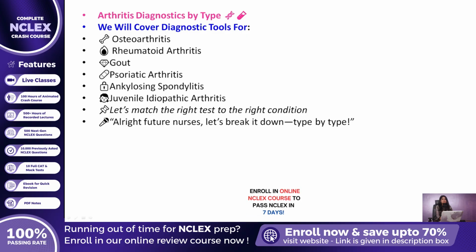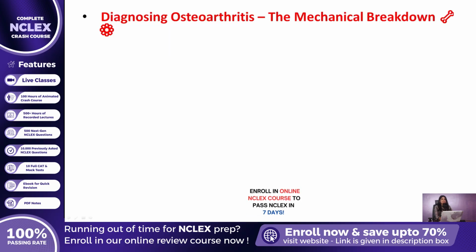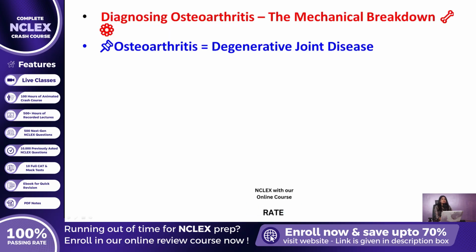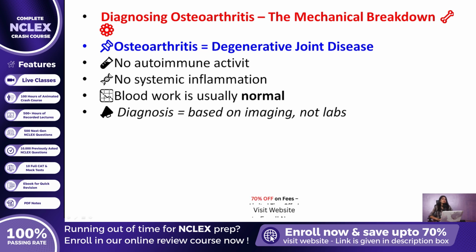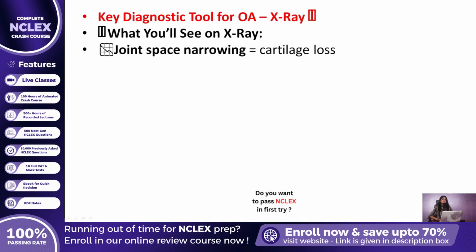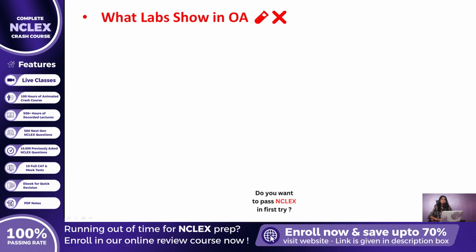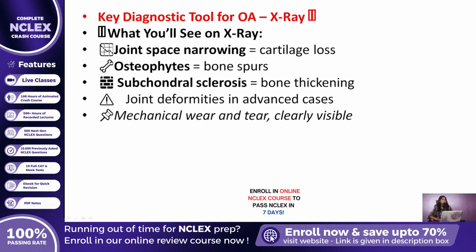Let us start with osteoarthritis, also known as the mechanical breakdown. Since this is a degenerative joint condition caused by years of wear and tear, the most valuable tool for diagnosis is not a blood test. It is imaging. There is no autoimmune process or systemic inflammation going on here, so lab tests usually come back completely normal and do not offer much help.